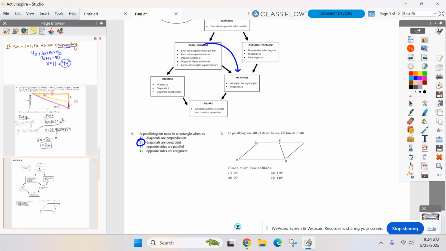All right, speaking of parallelograms, I apologize in advance. I cut off here. This should be bisects ABC, and that vertice up there should be C. Number 6 should be bisects ABC, and C is that corner vertice. All right, angle A is 40.